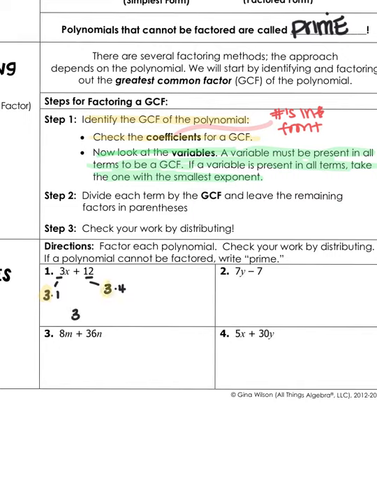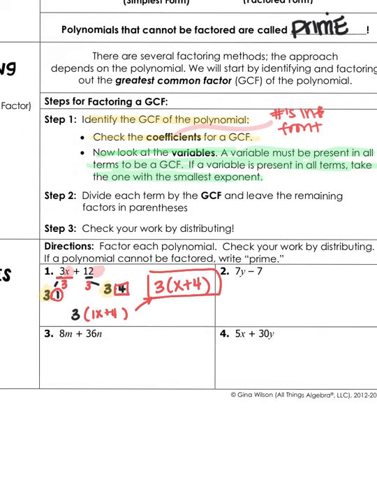Then you want to check the letters. This one has an X, but this term here does not. So they do not have an X in common. So now we would write what's remaining. I factored out that 3, and 3 divided by 3 is 1. So I have 1 and that X. And then 12 divided by 3 is 4. So we would be left with X plus 4 in parentheses. Of course, you do not have to write that one. You could write 3 times X plus 4.